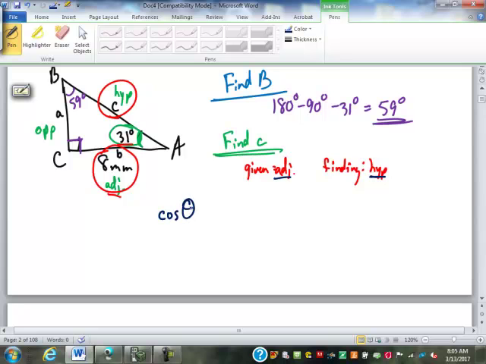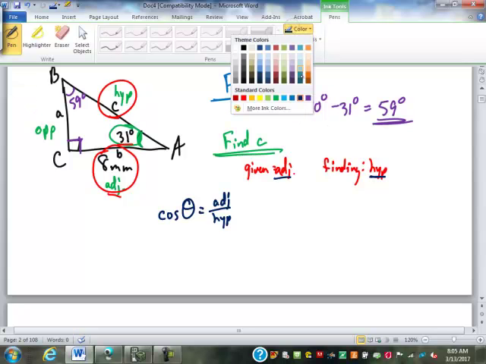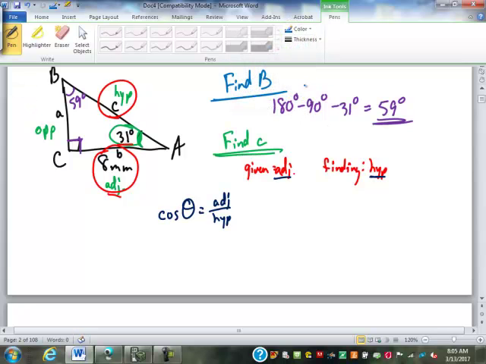Cosine of an angle is the adjacent over the hypotenuse. So now we're finding C. Little c would be a side. We already know all the angles. So we fill in what we know. The angle is the 31 degrees. The adjacent side is the 8 millimeters. And the hypotenuse is what we're looking for, that side C.